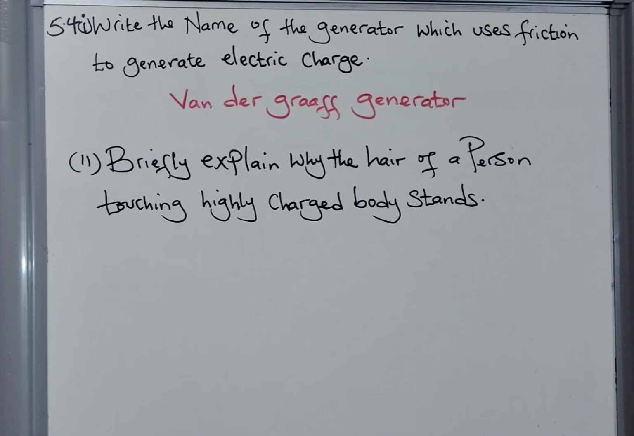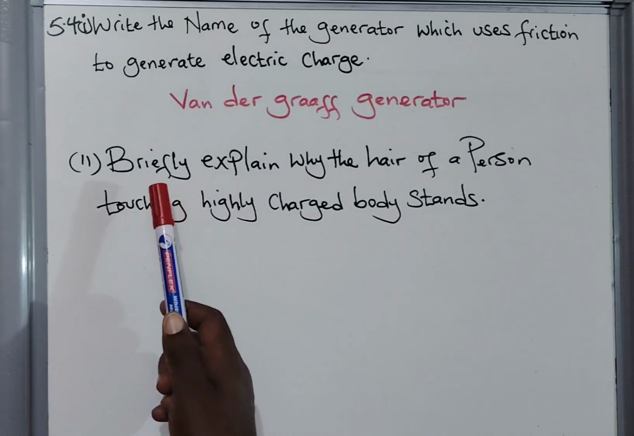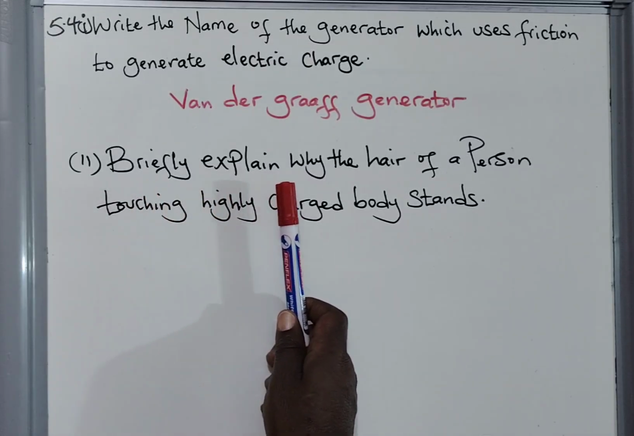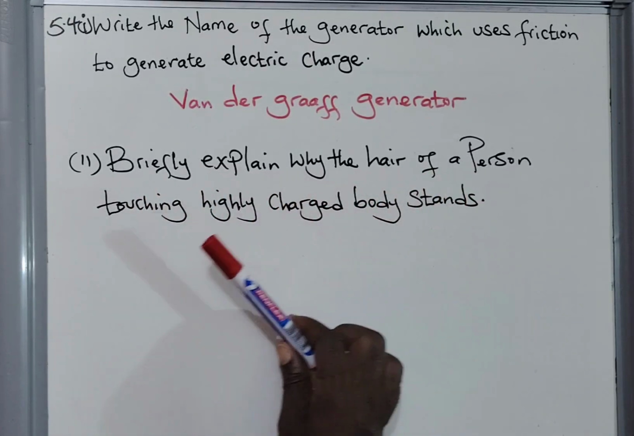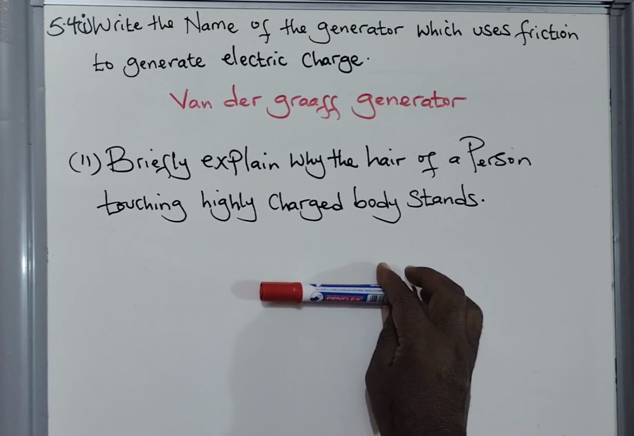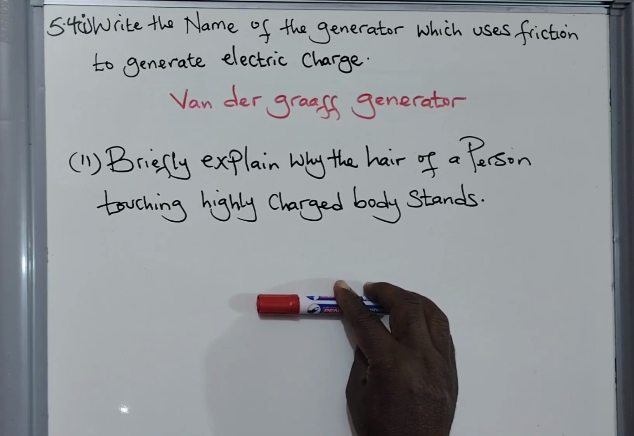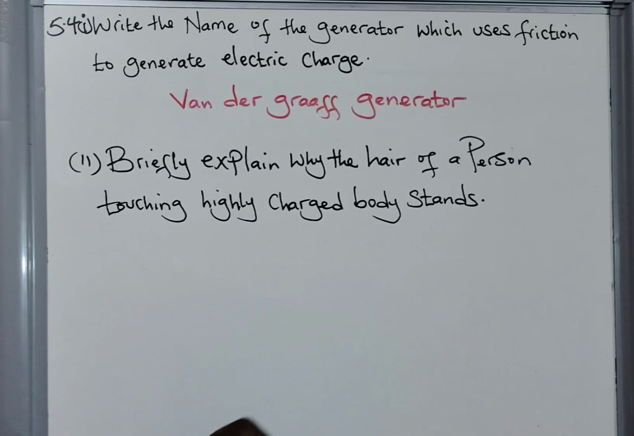Yeah, then we come to this one. It says, briefly explain why the hair of a person touching a highly charged object stands. Okay, this one is a case when somebody touches the dome. The dome is the upper part of the Van der Graaf. It's very highly charged when the Van der Graaf is in operation. So when somebody touches the dome, the hair stands.